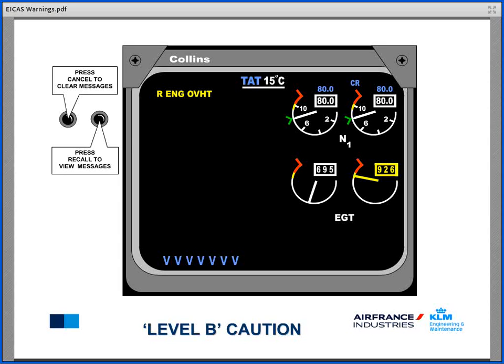And you can see we have right hand engine overheat. If we look across to the right, you can see the EGT, engine gas temperature or exhaust gas temperature on that engine is rather high. It's gone into the amber sector at 926 degrees. Okay.